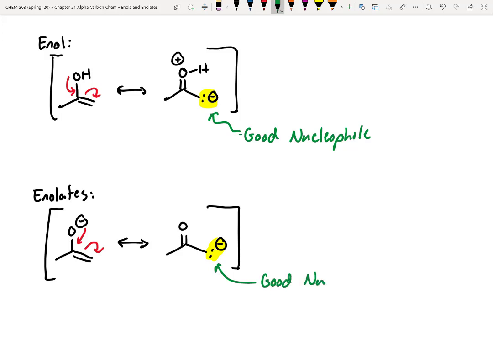Students will oftentimes bug me though, and they'll say, well, this form over here is the major contributor. What about the oxygen? Can this oxygen be a good nucleophile? And the answer is yes, but it's not as common. And in fact, they don't even cover it in our textbook. So we're just going to make a note here, and we'll say that the carbon is a good nucleophile, but this oxygen is also a good nucleophile, but not really used as often.